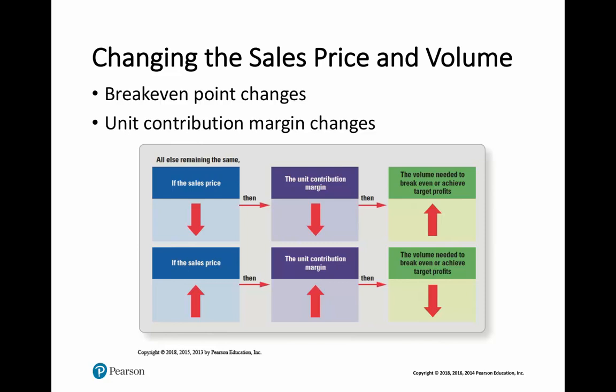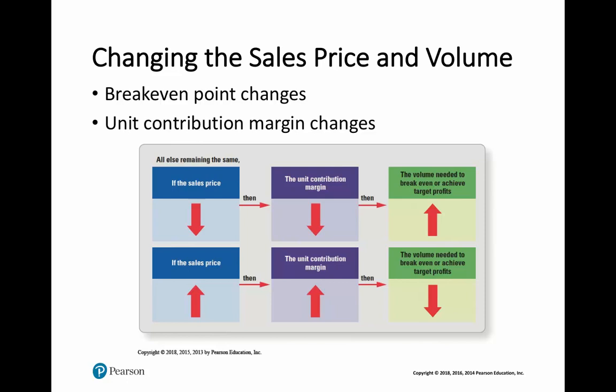So if we think back to those break-even calculations, those target profit calculations, if our selling price suddenly goes down, that denominator is going to become lower. So we need to sell more units. We need to have more sales dollars in order to get that break even. So all else the same, if our sales price drops, our unit contribution margin is going to go down, and therefore the volume needed to break even or to achieve a target profit is going to go up.